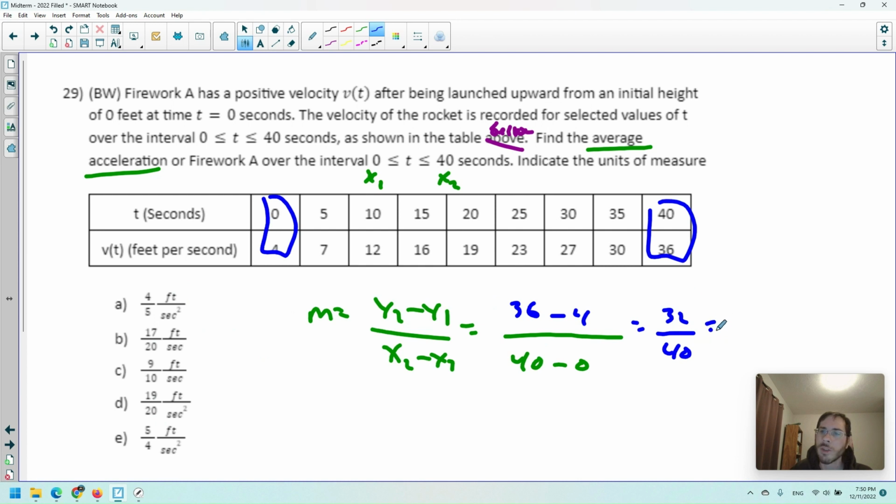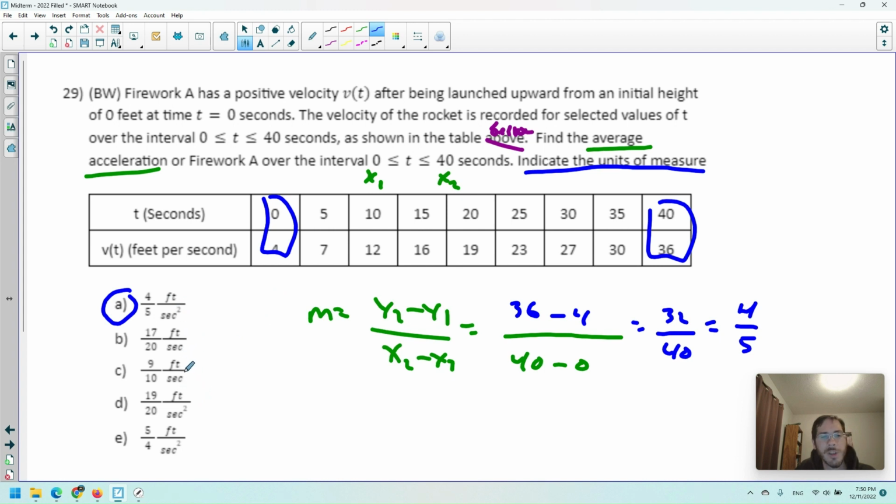Looks like we want to reduce. That's pretty common to do in these problems. We can divide them both by 8. So we're going to get 4 over 5. And that's the only one that's 4 over 5. So even though they needed to include units of measure, this person didn't try and trick us with the units of measure here with the 4 over 5.